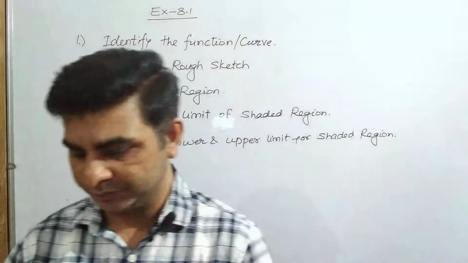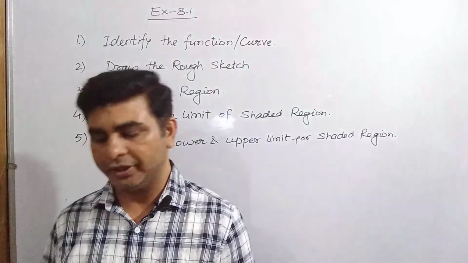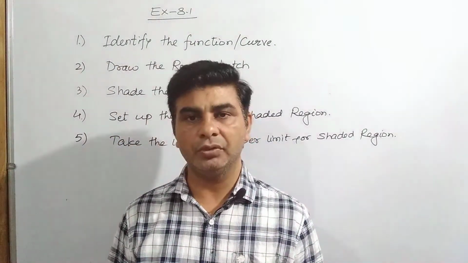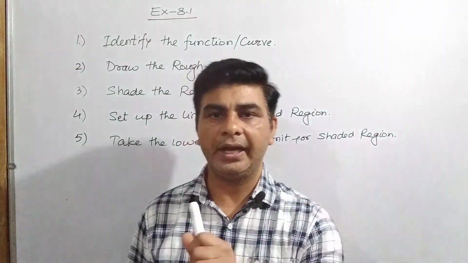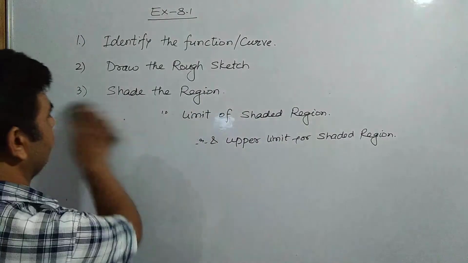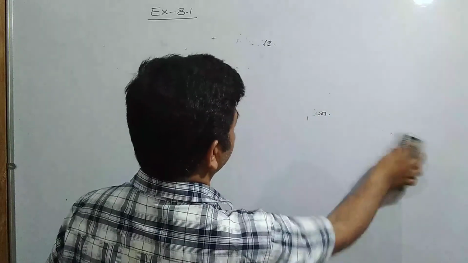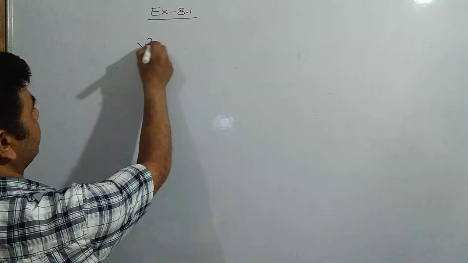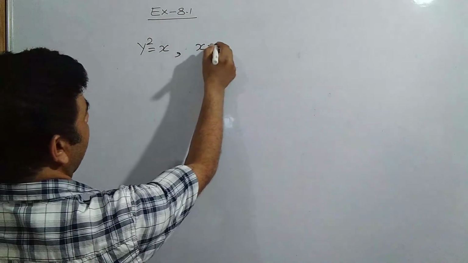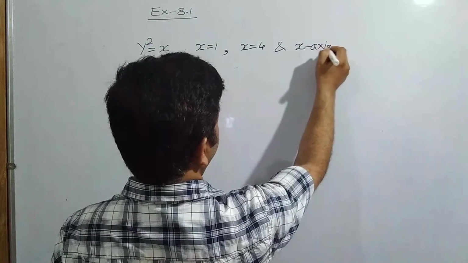Question number 1 is given as: find the area of the shaded region bounded by the curve y square is equal to x and the lines x is equal to 1, x is equal to 4 and the x-axis. So we are given a curve which is y square is equal to x, and the lines x is equal to 1, x is equal to 4 and your x-axis.